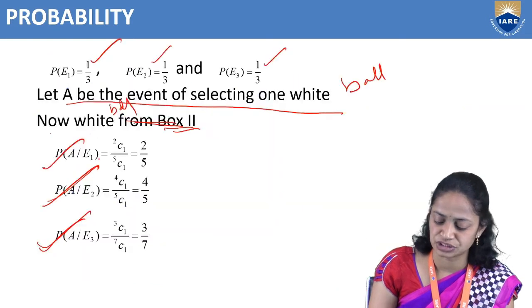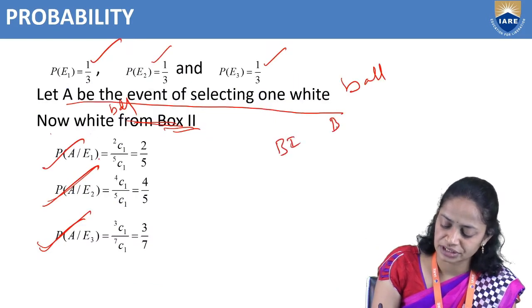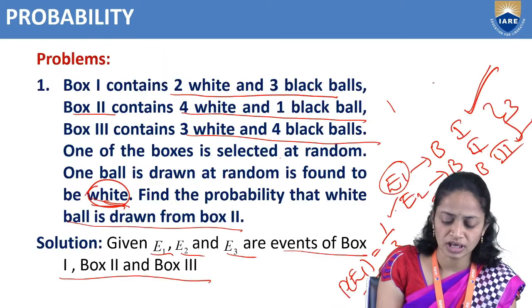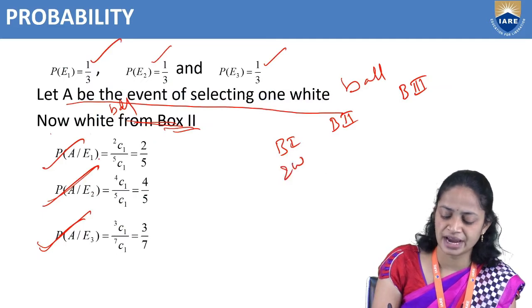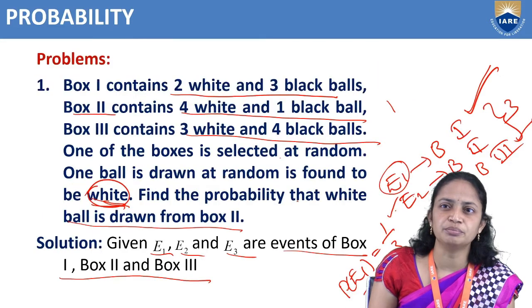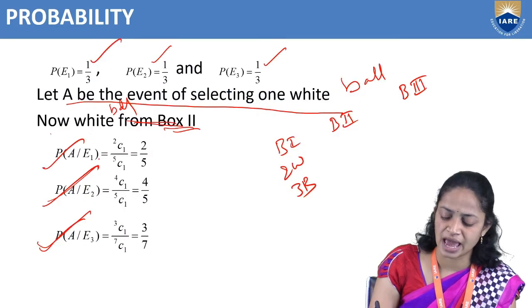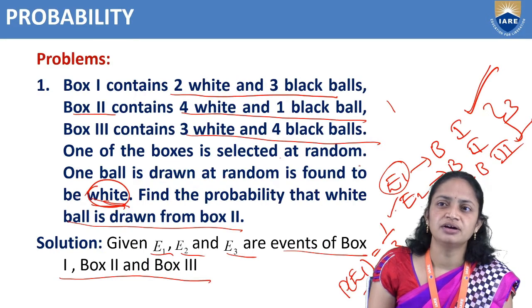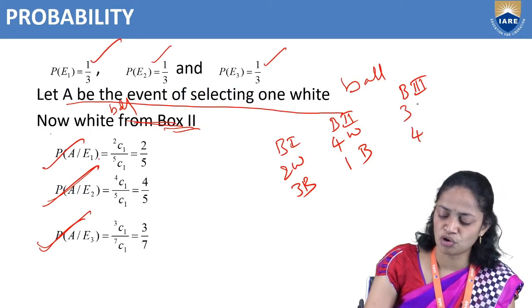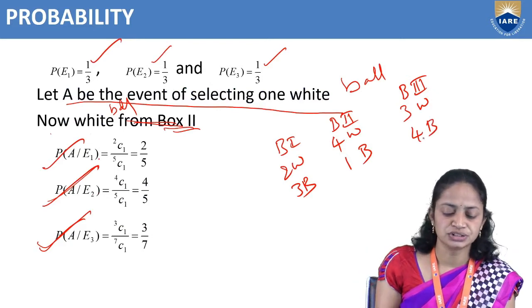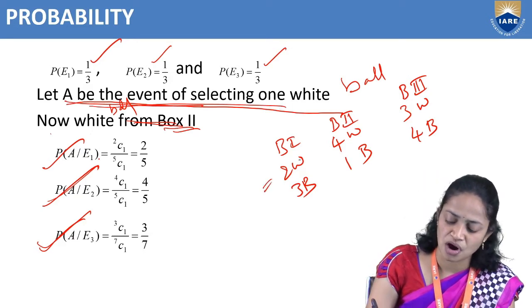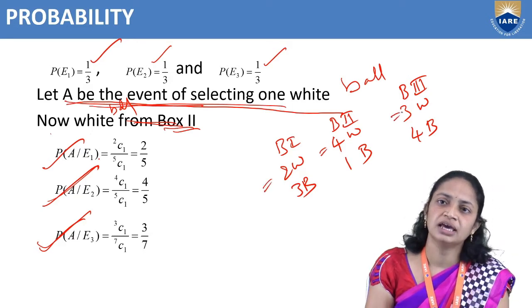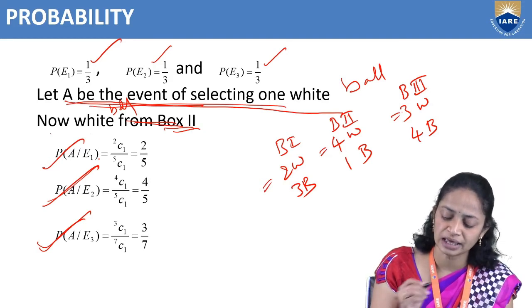For that, first we should write what is in box 1, box 2 and box 3. In box 1 we have 2 white, 3 black balls. In box 2, 4 white, 1 black. In box 3, 3 white, 4 black balls. Okay, so what is A? A is the event of selecting a white ball, so we should focus only on the white ball.